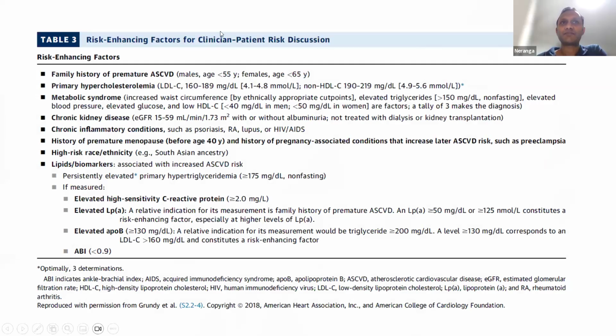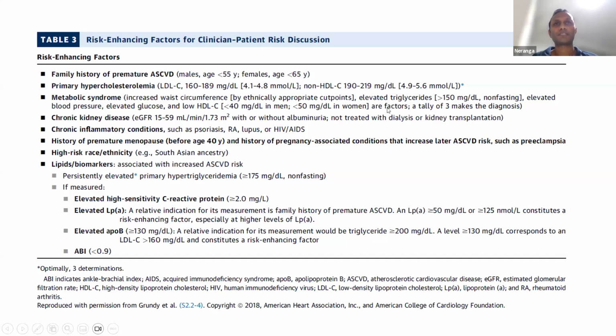So there are risk enhancing factors for risk. If there's a family history of atherosclerotic cardiovascular disease, or a family history of hypercholesterolemia, usually LDL more than 190, that is very significant. Metabolic syndrome is another: an obese patient, low HDL, high blood pressure, and elevated triglycerides more than 150.